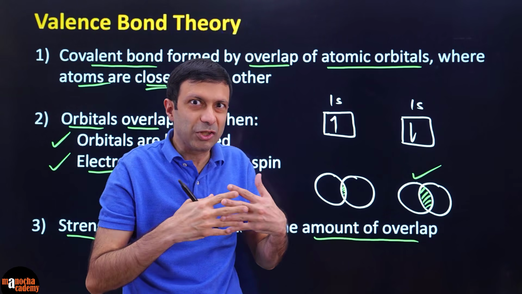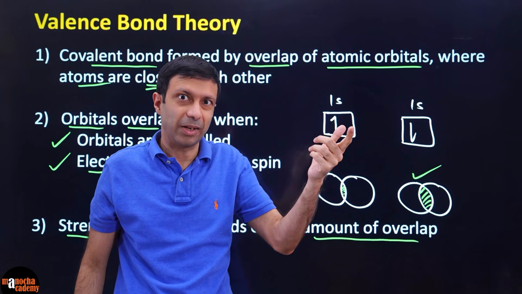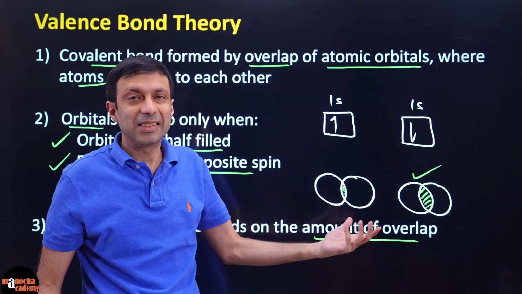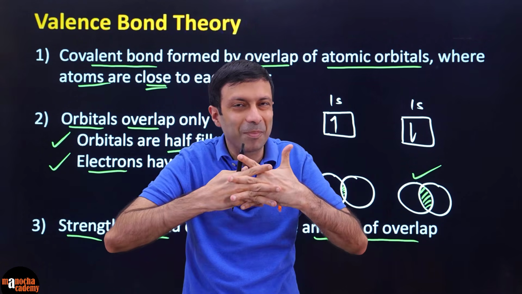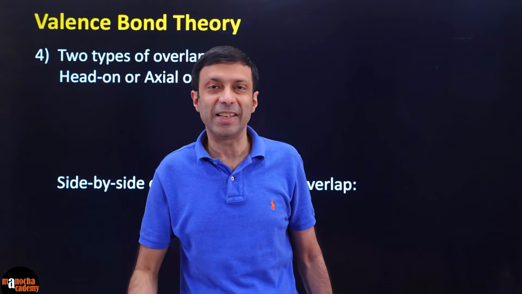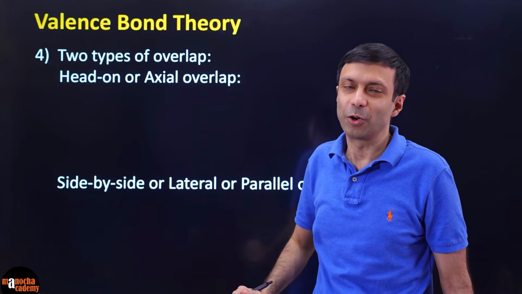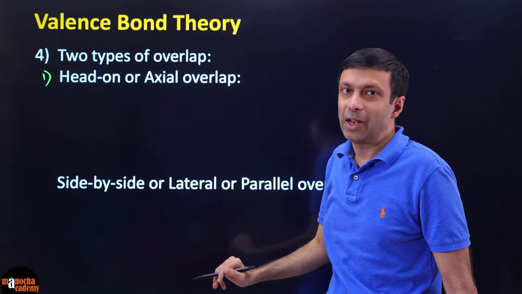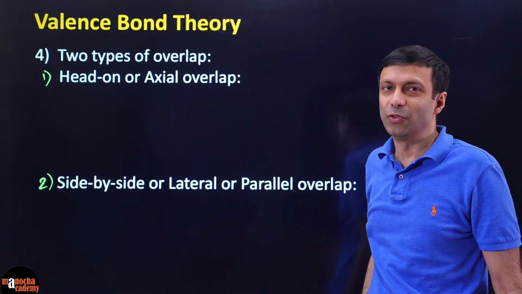That means the bond is going to be stronger, bond length is going to be smaller, bond energy, right? Or energy required to break the bond will be greater here. So that basically is telling us that it depends on the amount of overlap. More overlap, stronger will be the bond. Clear? The valence bond theory tells us that there can be two types of overlap of the atomic orbitals. One is the head-on or axial overlap, and the second one is side-by-side, lateral or parallel overlap.